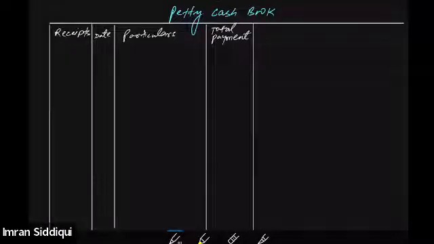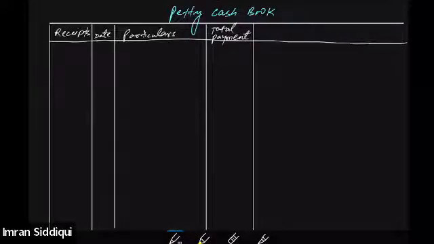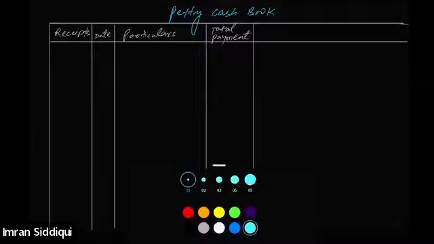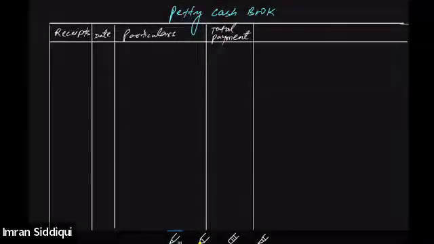Total payment. After that, whatever expenses you have incurred, you will have to make a separate column for each and every type of expense. Apart from receipt, date, particulars, and total payment, we have to indicate the expenses made for whichever particular thing we have spent the money on.